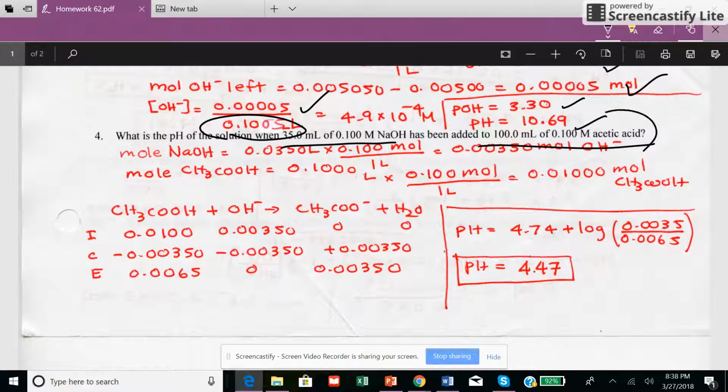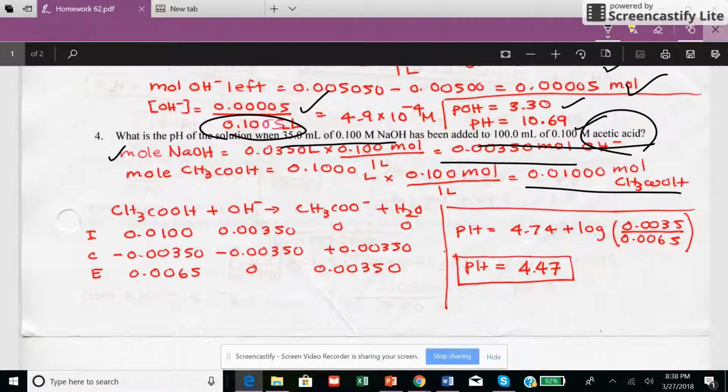Okay, this is the weak acid now. Find the moles of the hydroxide first: volume multiplied by the concentration. This is the moles of the hydroxide you added. And then this is the moles of the acetic acid that you added. So let's see what happened.